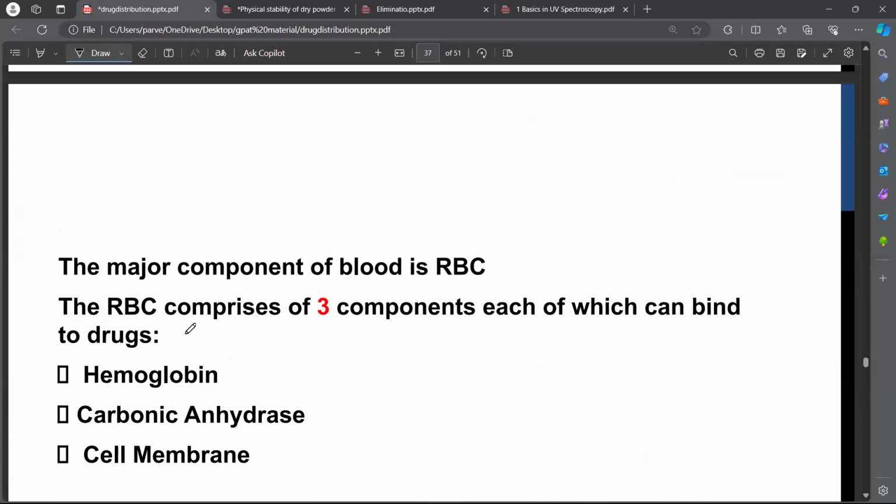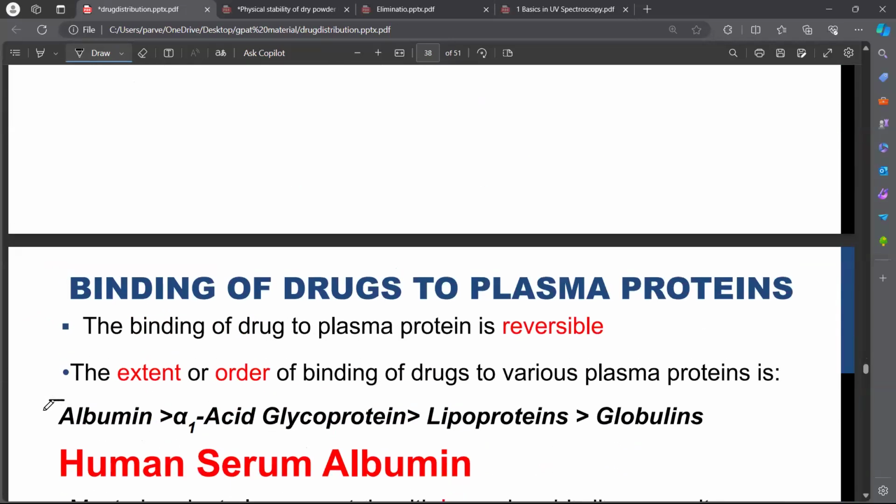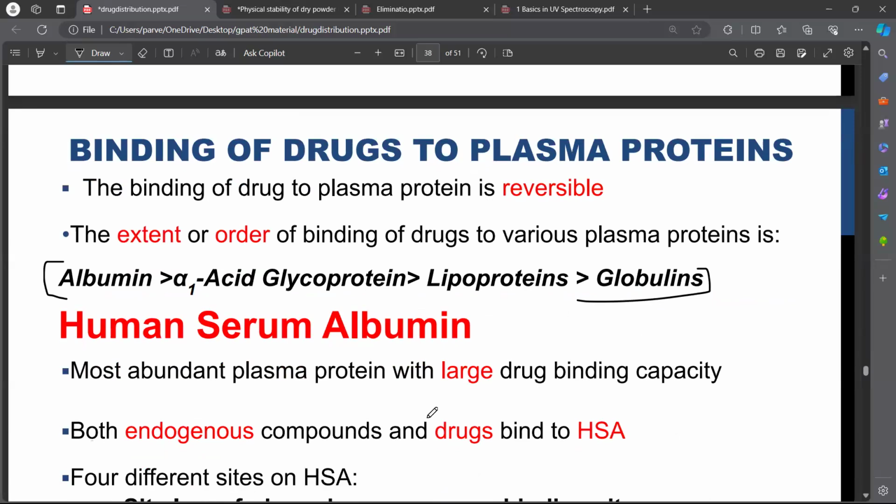Next major component: RBC comprises three major components which I mentioned: hemoglobin, carbonic anhydrase, and cell membrane. You have to know this order. This order is very important for you guys. So: albumin, alpha 1 acid glycoprotein, lipoprotein, and the globulin. This is very important, guys.